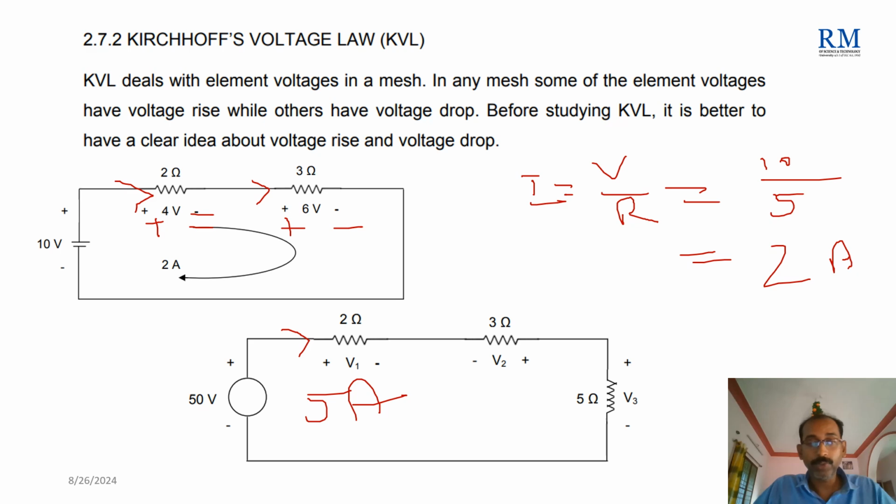So 5 into 2 is 10 volt here. Here 5 into 3 is 15 volt, plus minus. Here it is plus minus because the entry side is plus, the leaving side is minus. Here also the entry side is plus, the leaving side is minus. Here also the entry side is plus, the leaving side is minus. 5 into 5 is 25. So how much is coming? 10, 25, again plus 25, that is 50. So 50 is equal to 50. So this is called Kirchhoff's voltage law. The algebraic sum of the voltages in a closed path is equal to 0.